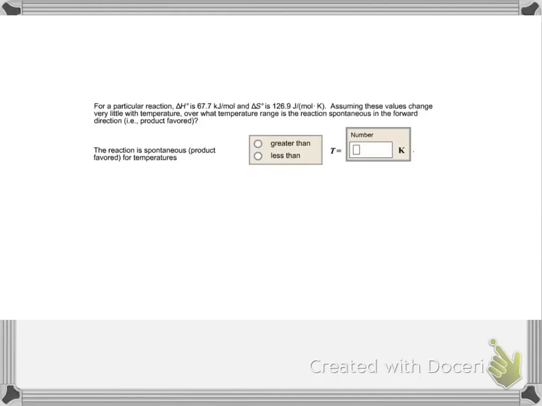Here, this is a lot like the problem we had in the pop quiz. We're given delta H and delta S, and we're asked under what conditions, under what temperatures, is the reaction spontaneous or product favored. So delta H and delta S are both positive. So we draw the delta G versus T curve for that, and we see that product favored happens at high temperatures.